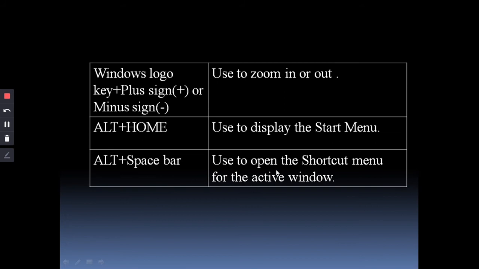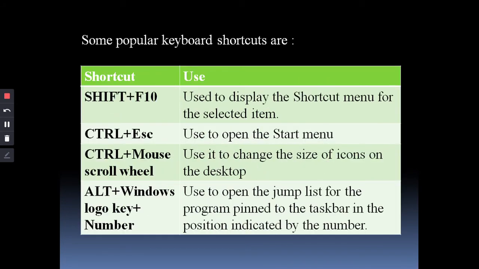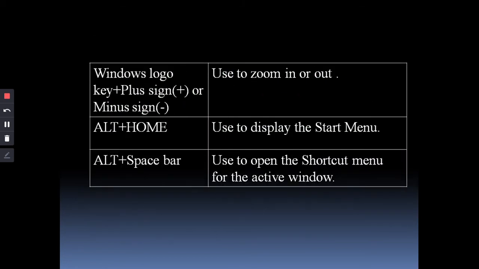The next one is Alt plus space bar. It is used to open the shortcut menu for the active window. Shift plus F10 is used to display the shortcut menu for the selected item. If you want to create or display a shortcut menu for any item, then only Shift plus F10 is used. Alt plus spacebar is used to open the shortcut menu for the current window, which means the active window.